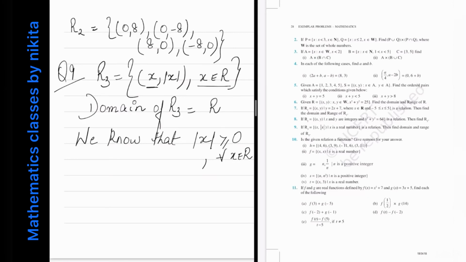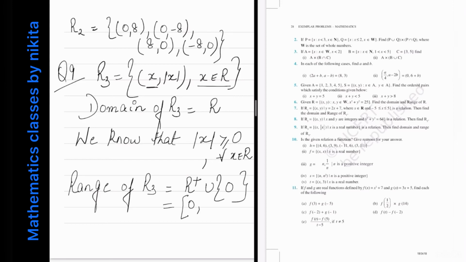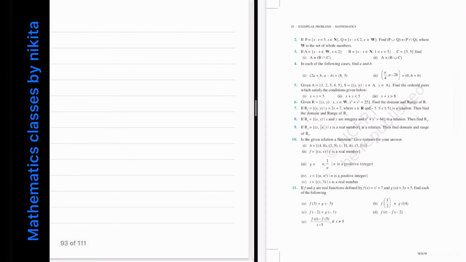So that means the range, the set of all second elements, is basically the set of all non-negative numbers. So therefore I will write that the range of this R3 is equal to the set of positive real numbers together with 0. So this is how you have to write. Or in other words, you can also write this as closed from 0 and open to infinity. So this interval.